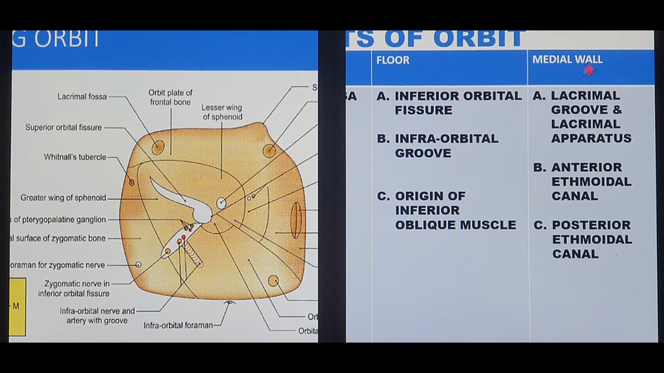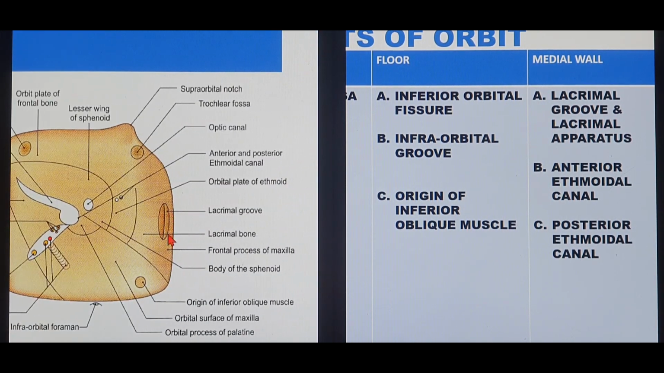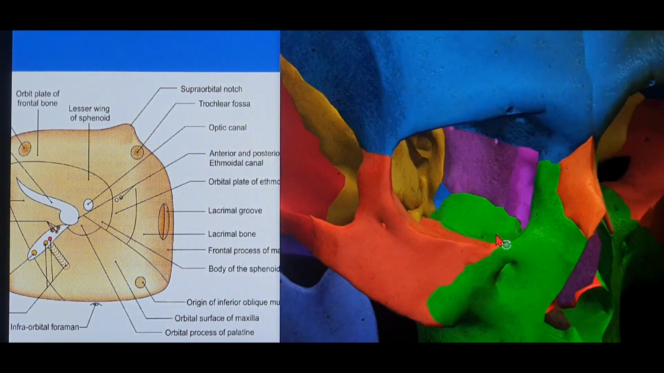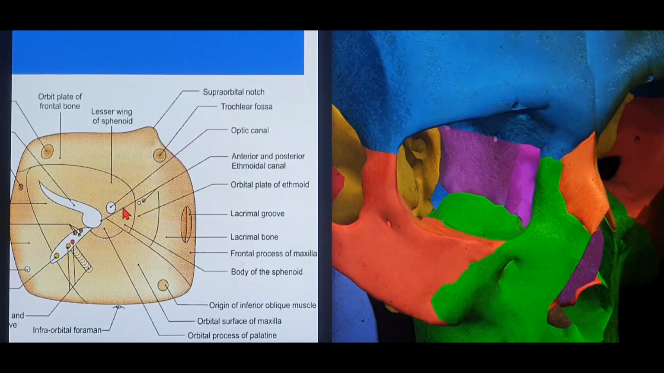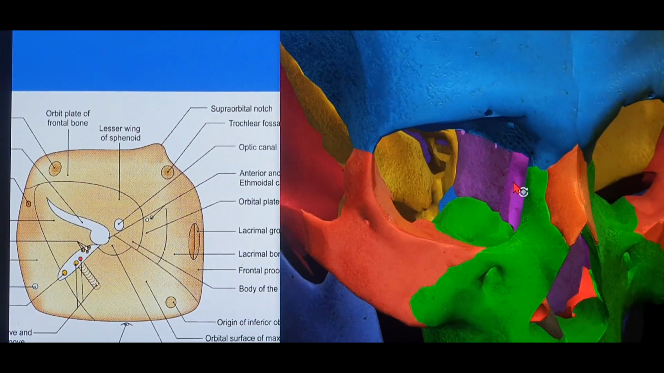Okay, so if we come to the medial wall, now it's very important to understand this. On the medial wall, there are a few important landmarks. The very first one is the lacrimal groove and the lacrimal apparatus. As you can see over here, that's the lacrimal groove, which is at the junction between the lacrimal bone posteriorly and the frontal process of the maxilla anteriorly. This is really important for the ophthalmic surgeons and the endoscopic ENT surgeons to know exactly the anatomy of the lacrimal fossa, the lacrimal gland and the lacrimal apparatus. So the lacrimal fossa is different and the lacrimal groove is completely different. The lacrimal fossa is for the lacrimal gland and the lacrimal groove is for the lacrimal sac.